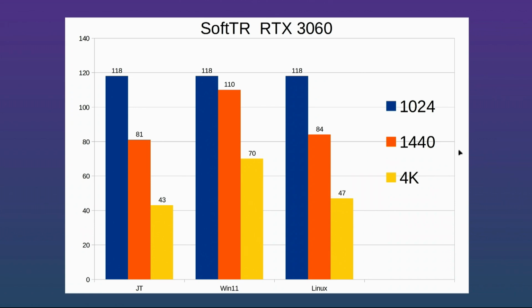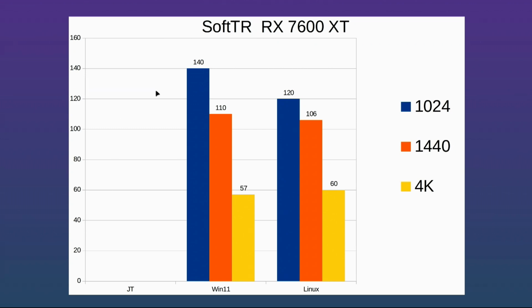So now let's just go ahead and look at the RX 6700 XT. With this test here, we don't have any Jarrod's Tech results because he didn't test this card with the Shadow of the Tomb Raider built-in bench. So we have 140 on my Windows system in 1080p, 110 in 2K, 57 in 4K. On Linux, 120 in 1080p, 106 in 2K, 60 in 4K. So there obviously is some difference there. But let's just keep on reviewing this.